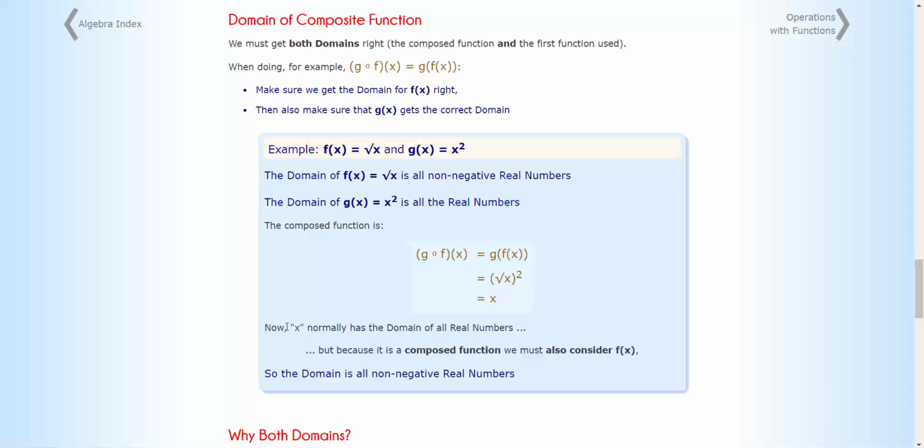Normally x squared has the domain of all real numbers, but because it's a composed function, we must also consider f of x. So in this case, the domain changes. The first function takes on all non-negative real numbers, and then you supply all those non-negative real numbers to x squared. So you end up with non-negative real numbers, which is the limited domain we started off with. So the domain is all non-negative real numbers.